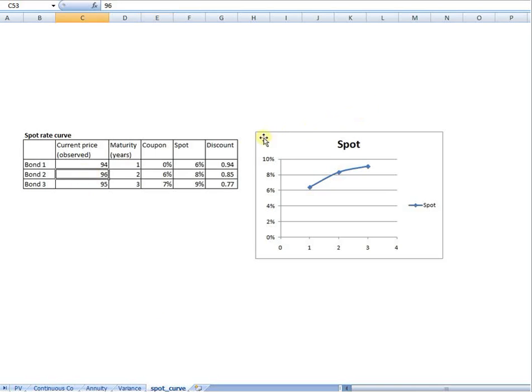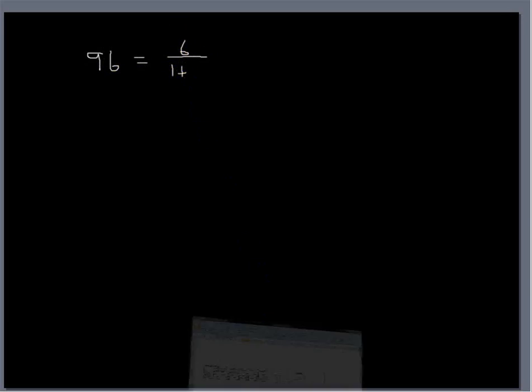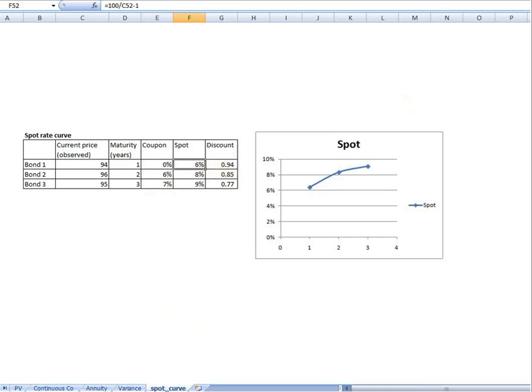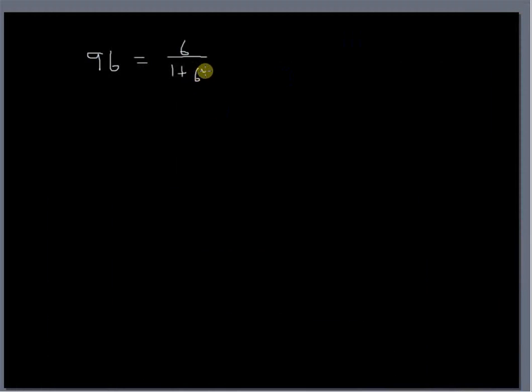For the second bond, what we have here is the observed price 96, coupon of 6%. For the first year, you'll be getting $6, and we discount at the spot rate that we obtained previously of 6%. Second year, you'll be getting $100 plus the 6% coupon, and you'll be discounting at a rate that we are trying to obtain. This is the spot rate for year 2.